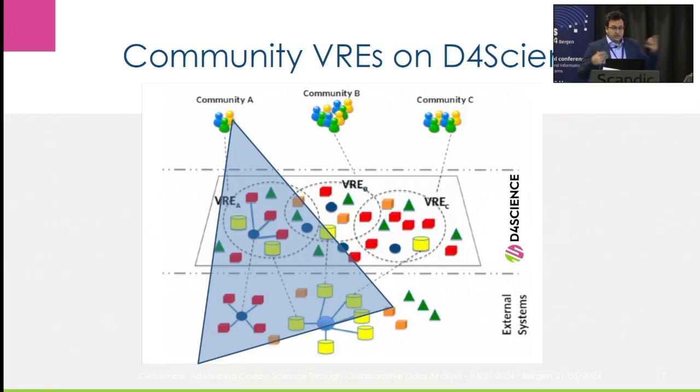So how can a community get a VRE on D4Science? Take the same picture as before. Imagine that you are community A, so you can get a subset of the resources. D4Science does all the job for you, and you just obtain the resources automatically assigned to you.